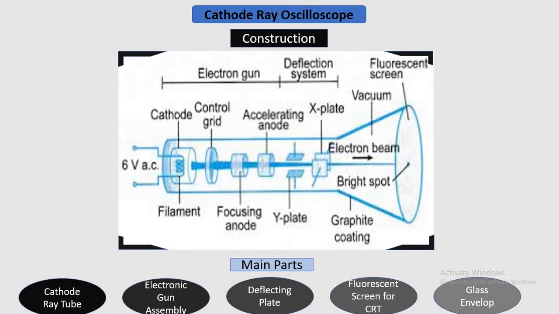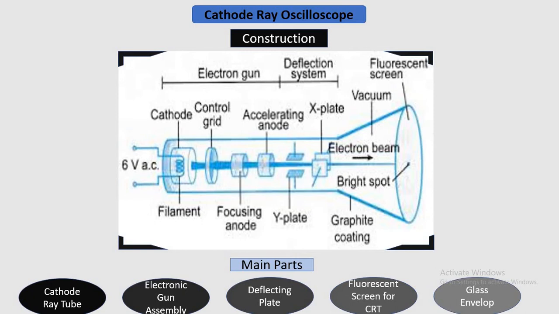The inside surface of the faceplate is coated with phosphor crystals. The phosphor converts electrical energy into light energy. When an electron beam strikes the phosphor crystals, it raises their energy level, and hence light is emitted from the phosphor crystals. This phenomenon is called fluorescence.